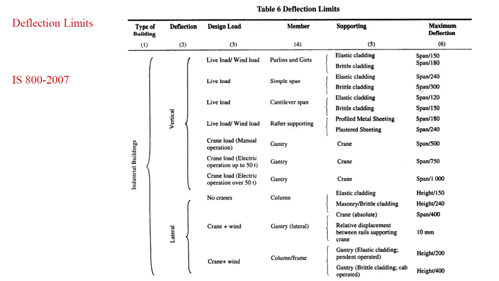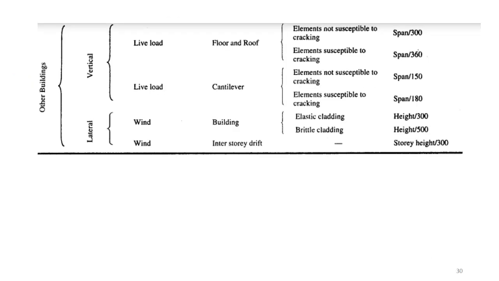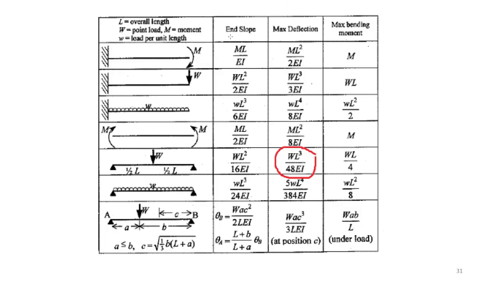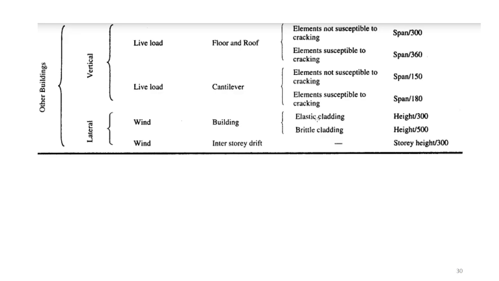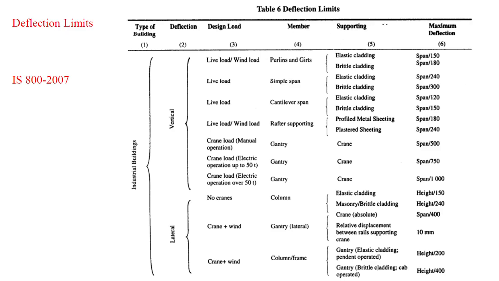How can we check these deflections? Suppose you take a simply supported beam with UDL, then the maximum deflection will be 5WL to the power of 4 by 384 EI. If you take a point load concentrated at the center of the beam, then the maximum deflection will be WL cube by 48 EI. This will be the maximum deflection of the beam, and it should not be more than the deflection limits.